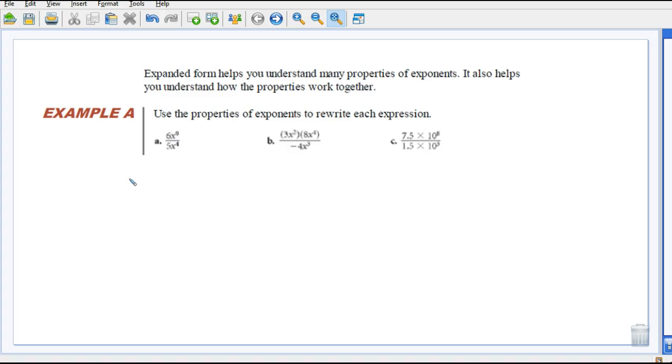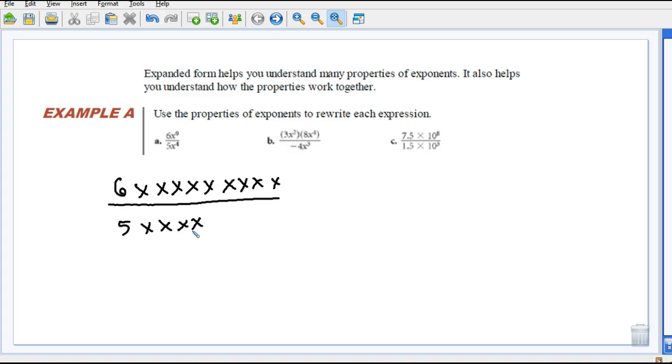So I have 6 times x to the 9th, so I'm going to rewrite that as 6x, 2, 3, 4, 5, 6, 7, 8, 9, divided by 5x to the 1, 2, 3, 4. Alright, so now I can see this in several ways. I can just cross out each x individually, that's fine. Or I can cross out 1, 2, 3, 4 of them, and 1, 2, 3, 4 of them. Because if I multiply x 4 times and multiply x 4 times, those two things should be exactly the same. And I will end up with just the 6 and the 5.